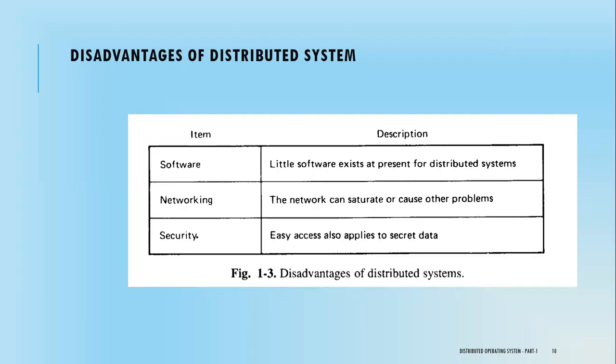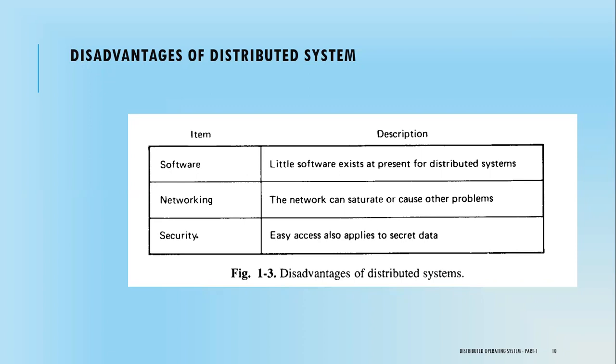Although distributed systems have their strengths, they also have their weaknesses. In this section, we will point out a few of them. We have already hinted at the worst problem, software. With the current state of the art, we do not have much experience in designing, implementing, and using distributed software.